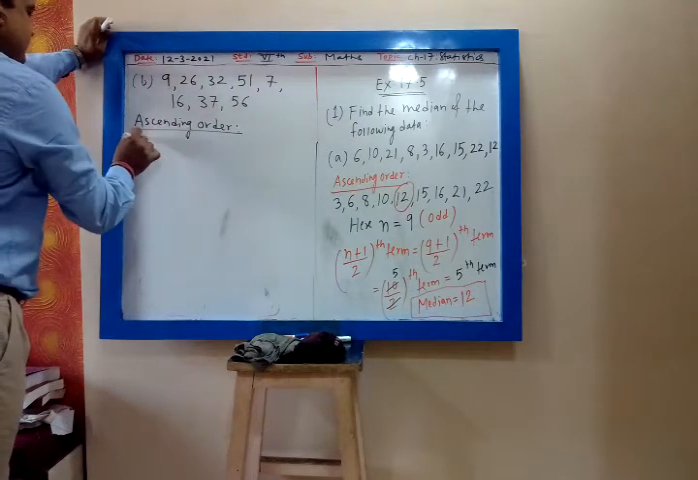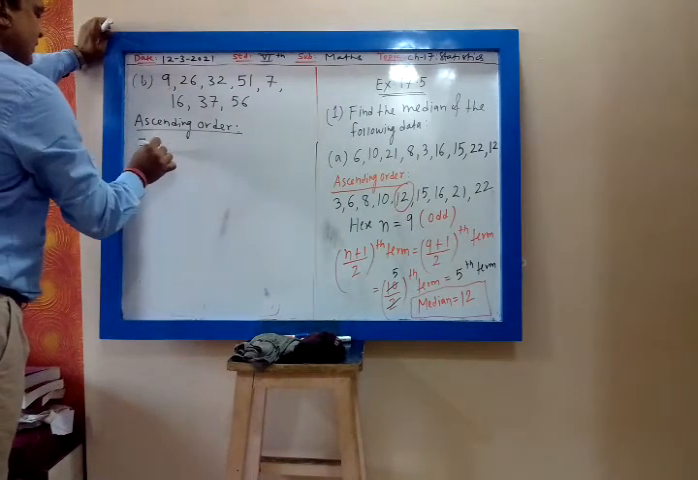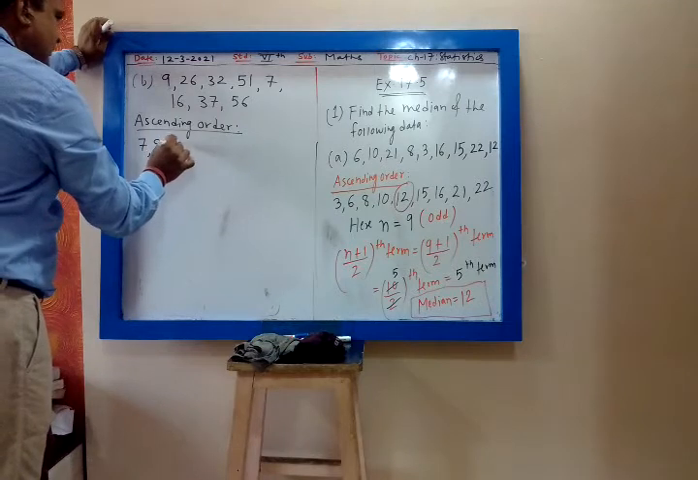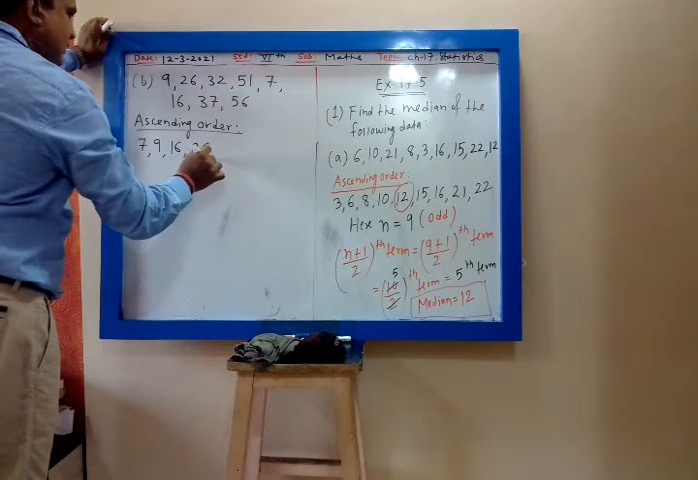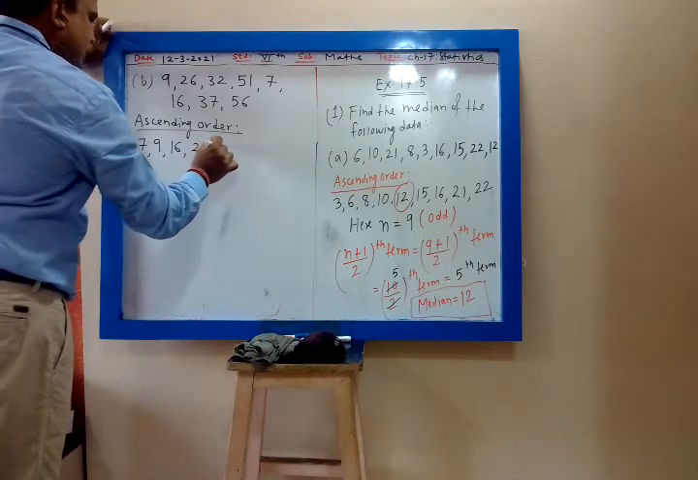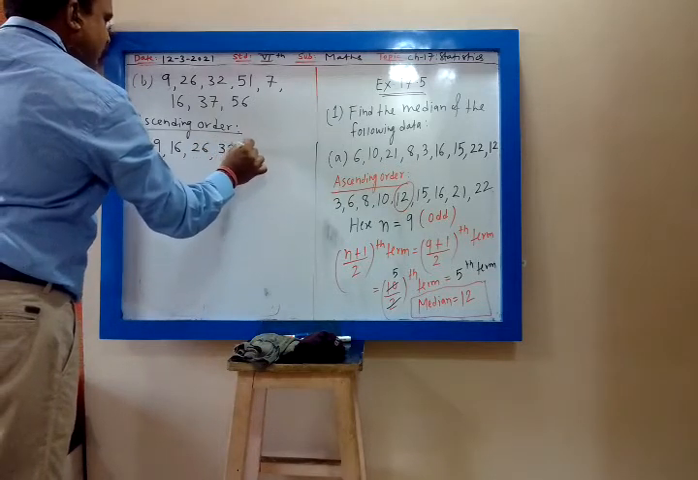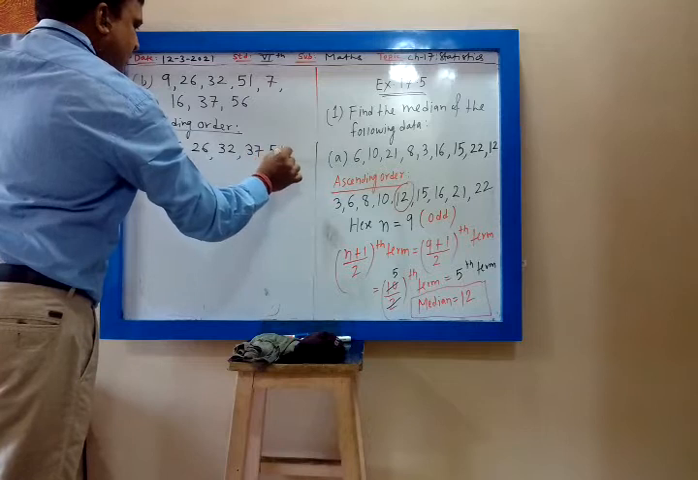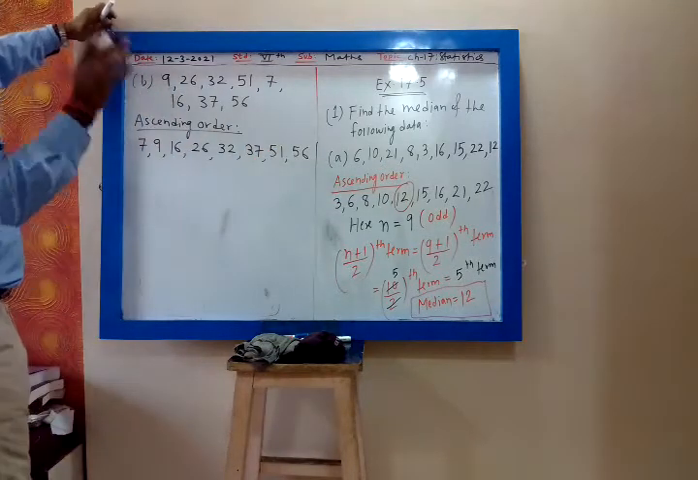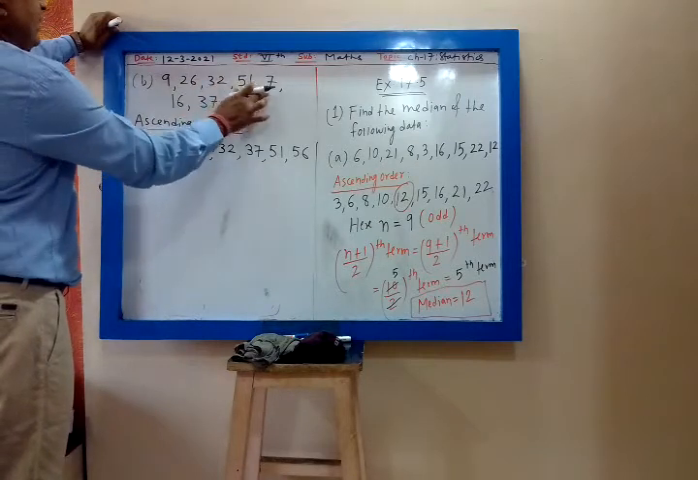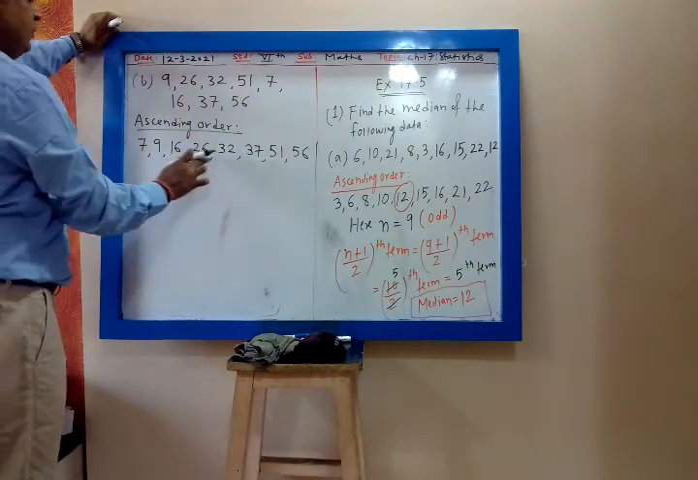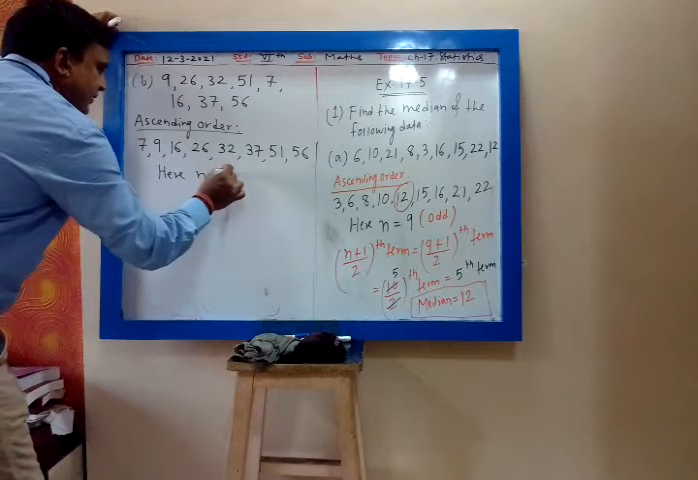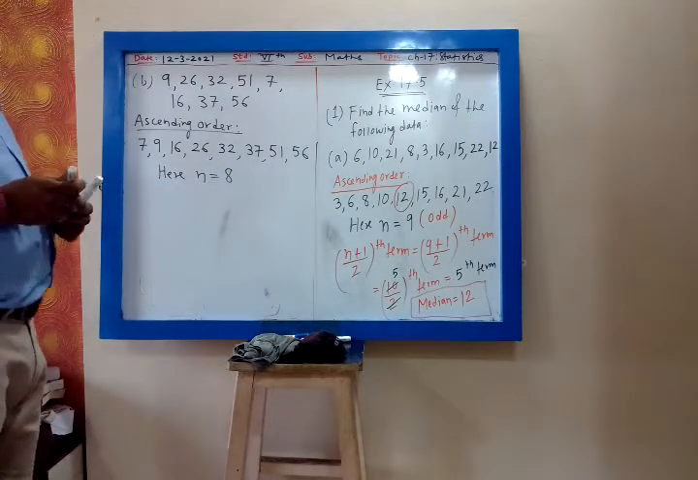So first it is 7, then 9, then 16, then 26, then 32, 37, then 51, 56. So we have arranged the data in ascending order. How many values are given? 1, 2, 3, 4, 5, 6, 7, 8. So here n is 8. What is n? N is 8.